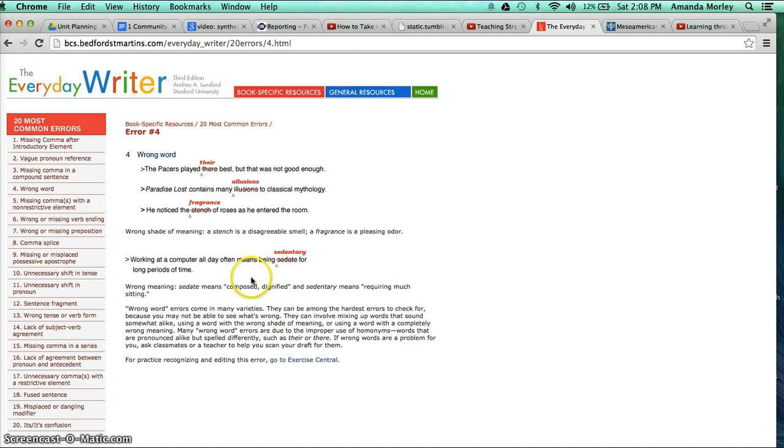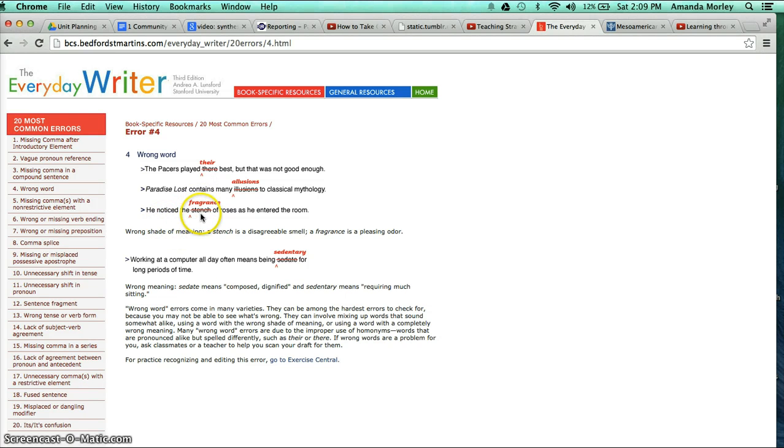Wrong word. How many of us have done this? "The Pacers played the wrong version of their best, but that was not good enough." Uh-oh. We need to make sure that we go back. Spell check, which you should always use, does not always catch the wrong word. Sometimes it allows you to include a word because it's spelled correctly, but it's not the right version of the word. So don't rely on Microsoft Word to do all of your reasoning for you. You need to go back and rephrase it, okay?